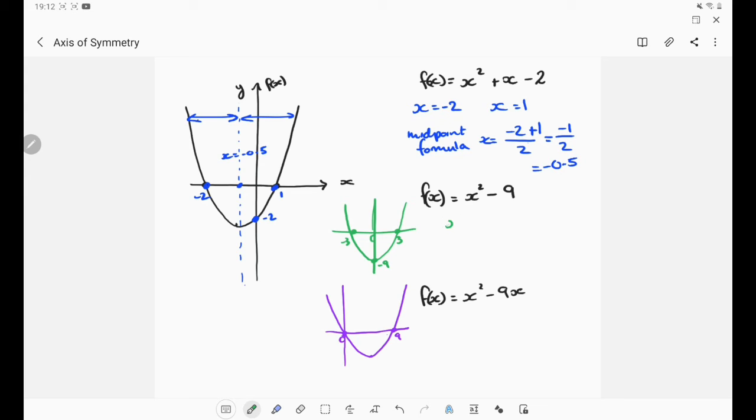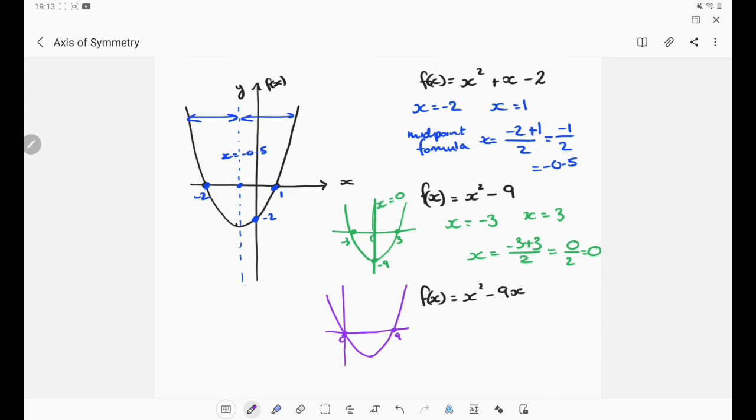Our roots on the second one were x equals minus 3 and x equals 3. Now, what's in the middle of minus 3 and 3? Hopefully, and if you're not sure, have a look at the graph to check. In the middle of minus 3 and 3, you have 0. But we're going to do our wee formula to make sure it works. Minus 3 plus 3 over 2. Minus 3 plus 3 gives you 0, divided by 2. As we expected, our axis of symmetry is x equals 0.